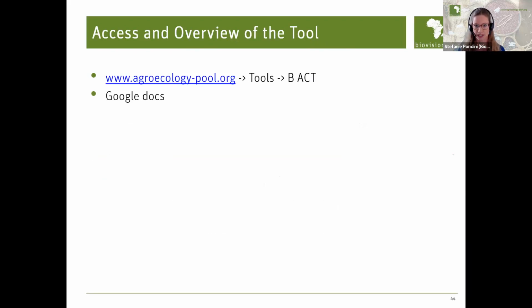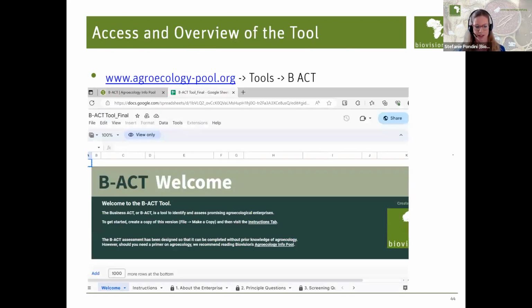It's a Google Doc sheet. Next. And it looks like that if you open it, and it's very important to start to save a copy. Otherwise, you cannot work with it. So please save a copy. You're also able to change the tool if you want.